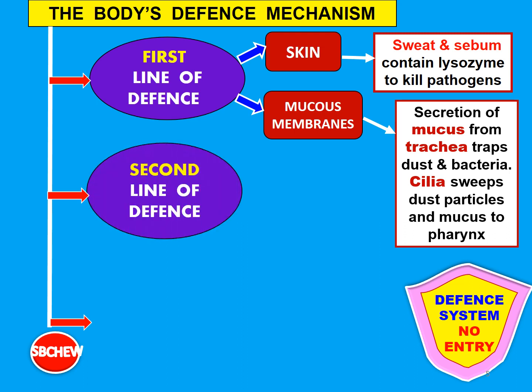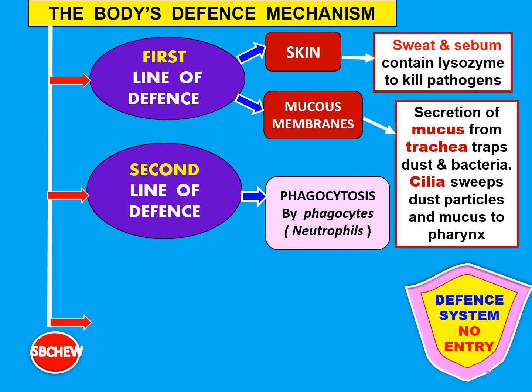For the second line of defense, this comes into play when the first line of defense has failed to prevent the entry of the pathogens. So if the pathogens gain entry through a cut or a wound on the skin, then the second line of defense will begin to act. And this is the process of phagocytosis by phagocytes. Phagocytes are the white blood cells that carry out phagocytosis, and this includes the neutrophils and the macrophages, like the monocytes. We'll discuss this in more detail later.